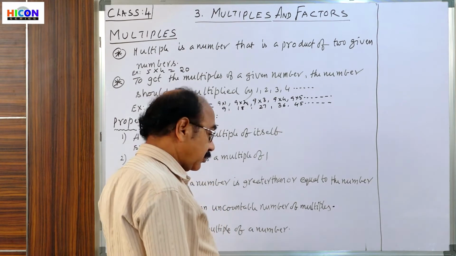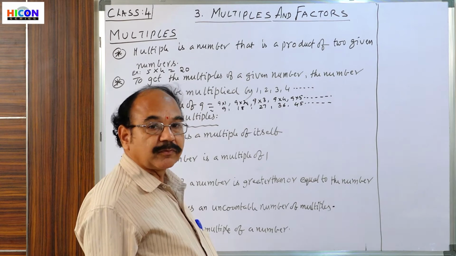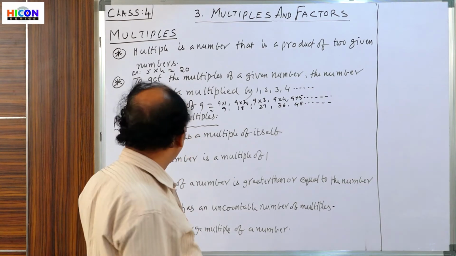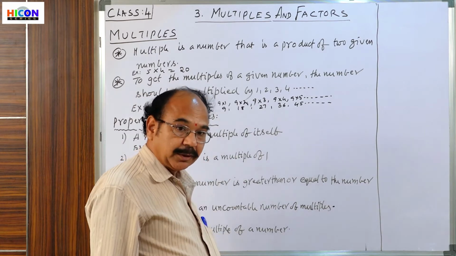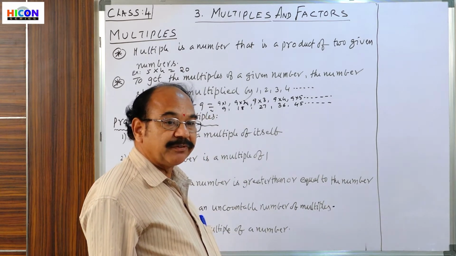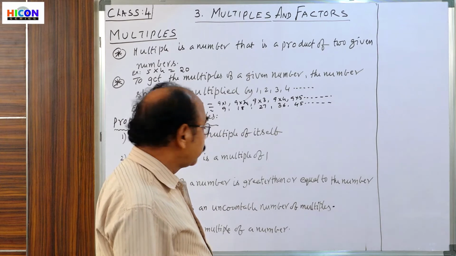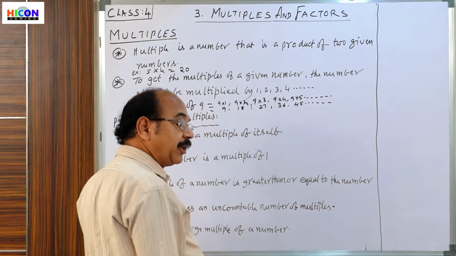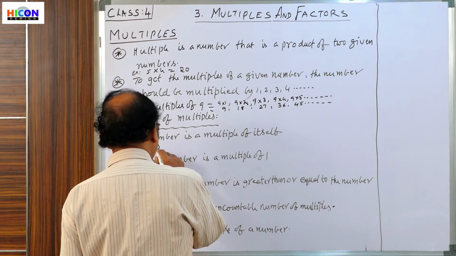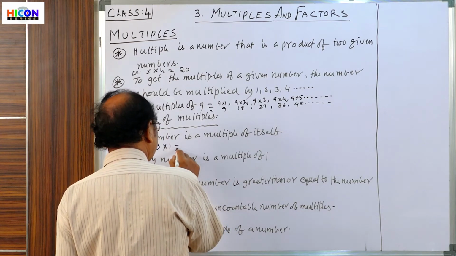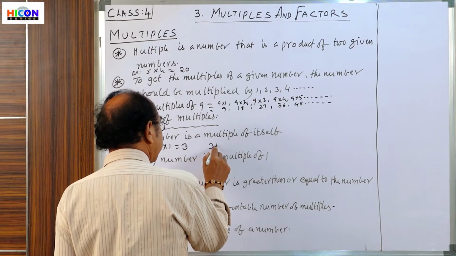Properties of multiples. There are some properties of multiples. The first one is, a number is a multiple of itself. Here 3 is a multiple of 3. 3 ones are 3. 3 is a multiple of 3.